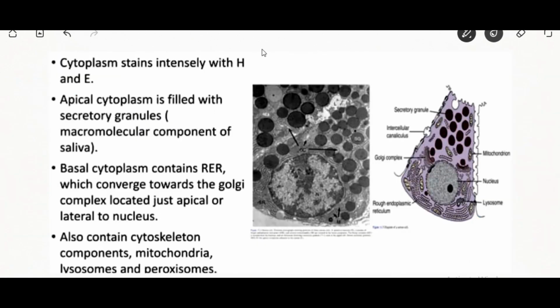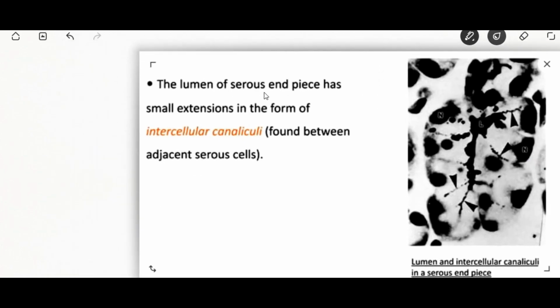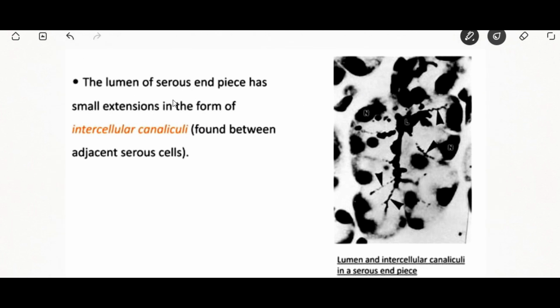The apical cytoplasm is filled with secretory granules. The basal cytoplasm contains the rough endoplasmic reticulum that converges toward the Golgi complex located apical or lateral to the nucleus. The lumen of the serous end piece has small extensions in the form of intercellular canaliculi that are found between adjacent serous cells. The plasma membrane exhibits several specializations.